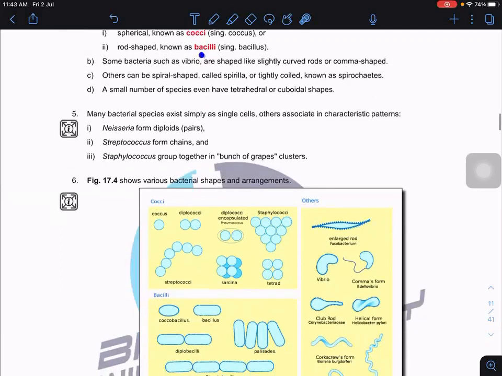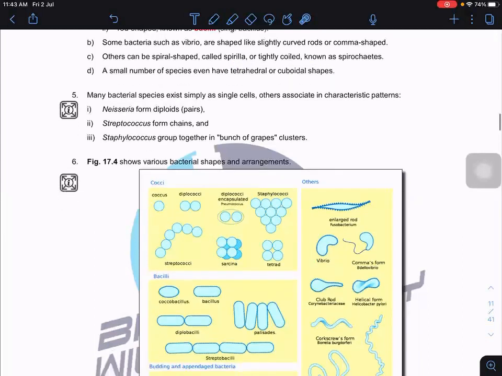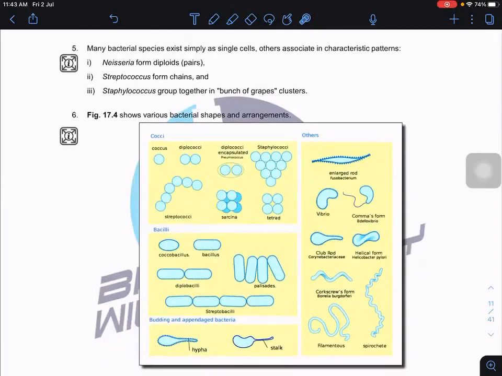Some are vibrio. Some of them will be spiral. Then there are tetrahedral or cuboidal shapes. Bacteria generally exist as single cells; they are unicellular. But they can associate in a characteristic pattern. For example, they may be in pairs, they may form a chain, or they may form a bunch. That's okay.